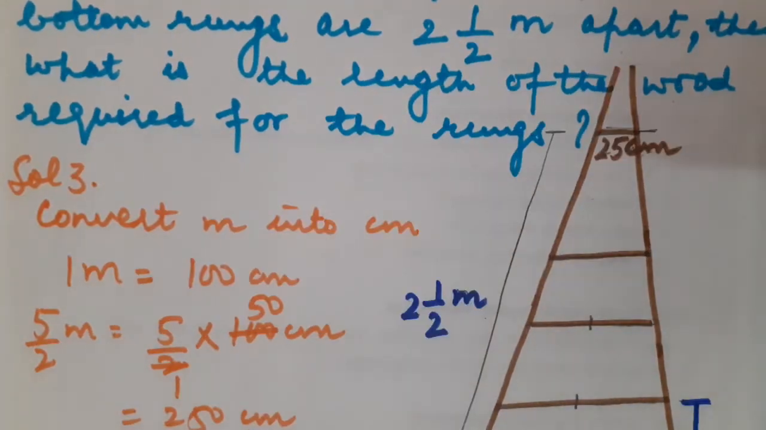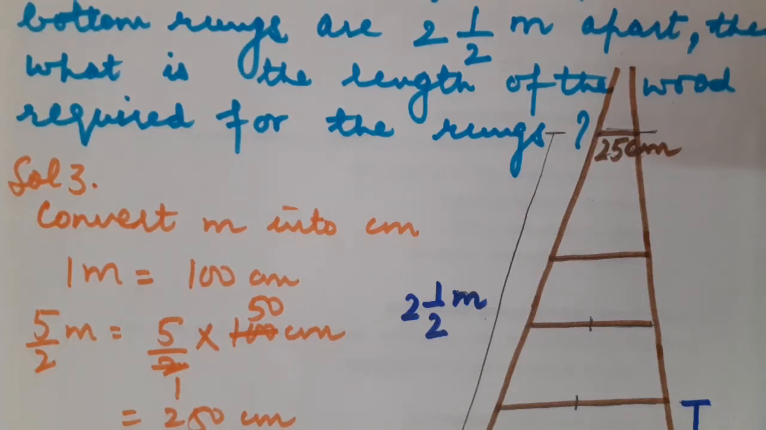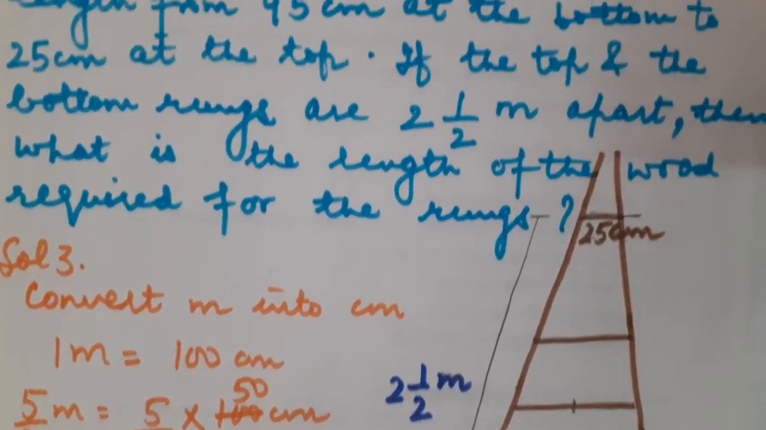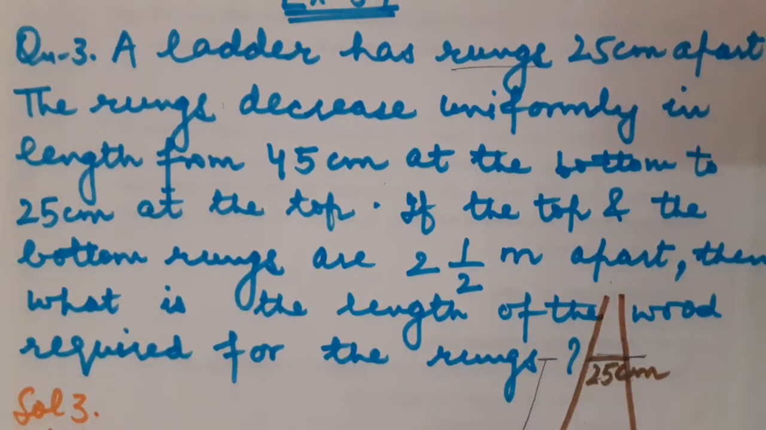So children, to calculate the length of the wood which is required to form all these rungs, the question which strikes in our mind is, if we know the number of rungs, then definitely we will be able to calculate the length of the wood which is required to form these very rungs. Correct, students? Okay, before I start this solution, please have a look at the question once again.